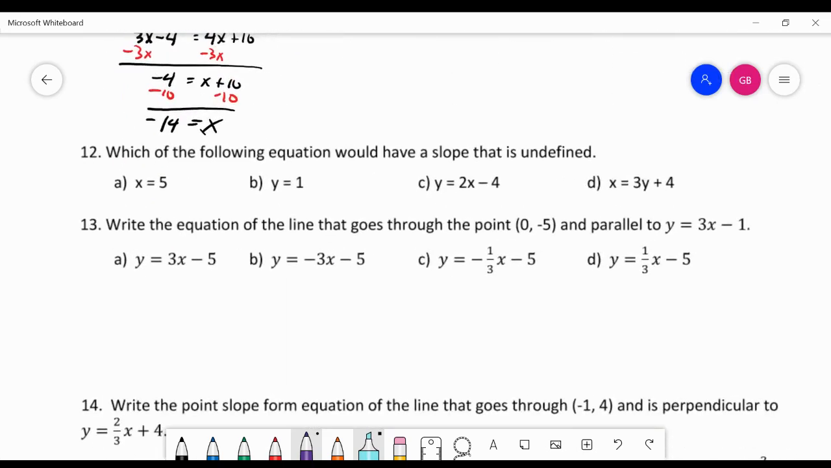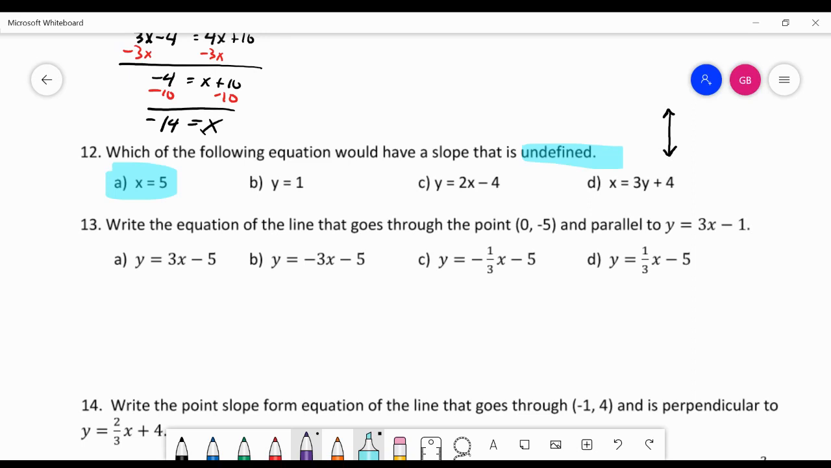Number 12. Which of the following equations would have a slope that is undefined? So these are the vertical lines. So vertical lines are undefined. And you make a vertical line when x is equal to a number. Just a number, make letter A. Letter D is not going to be a vertical line because you could solve for y, and that's not going to give you a vertical line. Okay. So the only option is A.